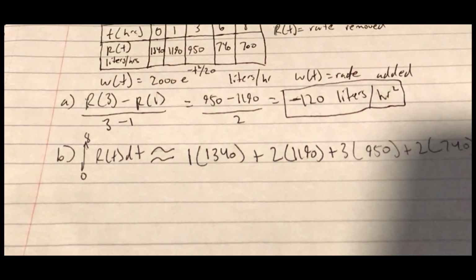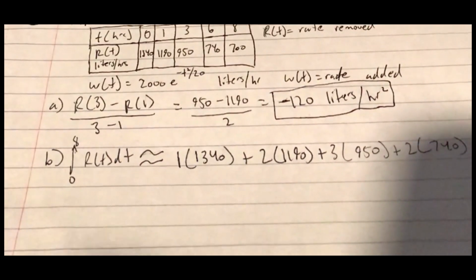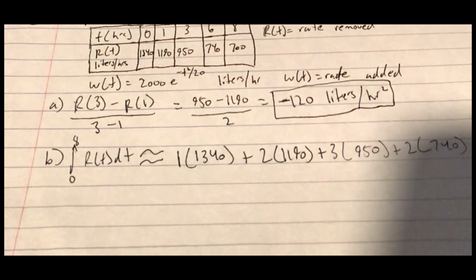Does it tell us to actually? Yeah, it says estimate, so I think we should plug this into a calculator just to be safe. I don't know if we actually need to, but if I was taking the exam, I would plug it into a calculator. 1 times 1,340 plus 2 times 1,190 plus 3 times 950 plus 2 times 740. So I got 8,050 liters.